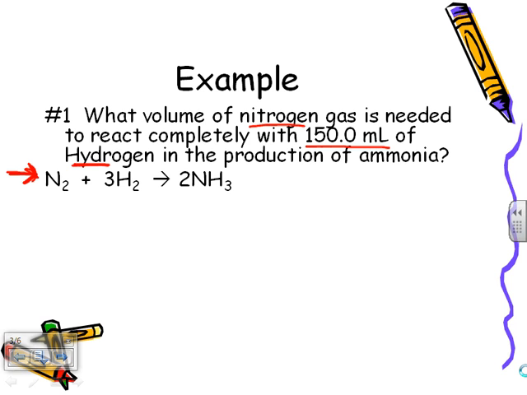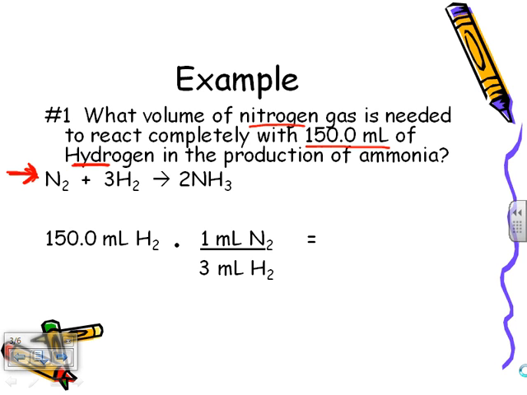So if we're just looking from volume to volume, in this case, we just have to do the volume ratio, in which we start out with what we're given. We are given 150 milliliters of hydrogen. So that's what we start out with. Put our milliliters of hydrogen in the denominator, our units. We're looking for milliliters of nitrogen, so that goes in the numerator.